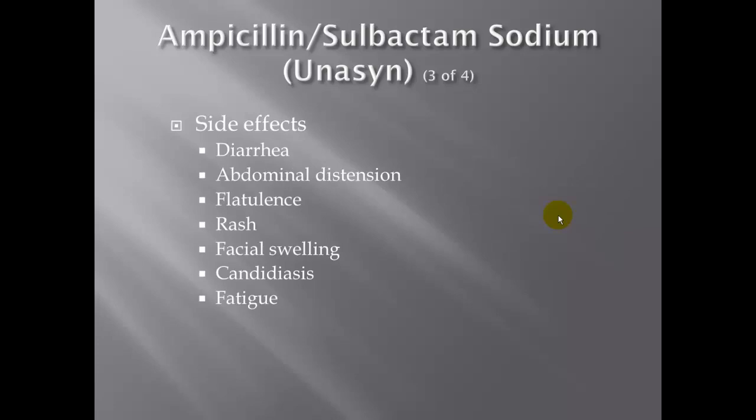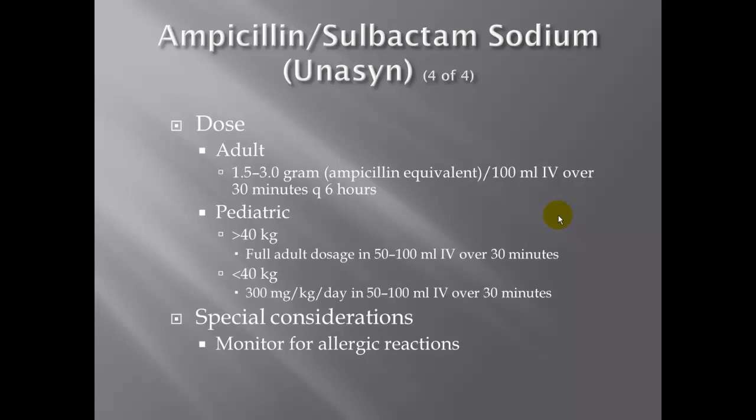Side effects: diarrhea, abdominal distension, flatulence, rash, facial swelling, candidiasis, which is thrush, and fatigue. Dose on the adults: 1.5 to 3 grams ampicillin equivalent in 100 ml IV over 30 minutes every 6 hours. Pediatric, more than 40 kilograms: full adult dose in 50 to 100 ml of IV solution over 30 minutes. If they're under 40 kilograms, 300 milligrams per kilogram daily in 50 to 100 ml IV over 30 minutes. Special considerations: monitor for allergic reactions.